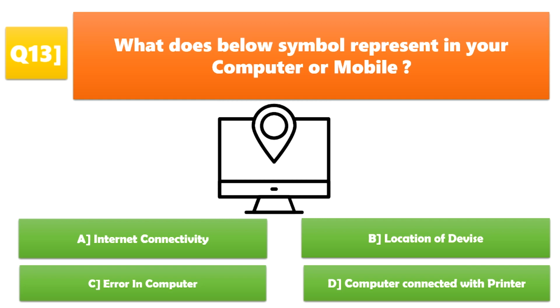What does the below symbol represent in your computer or mobile? A. Internet connectivity, B. Location of device, C. Error in computer, D. Computer connected with printer. B. Location of device is the correct answer.